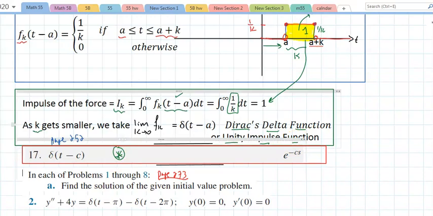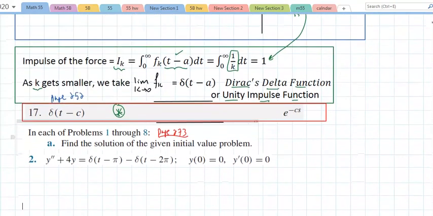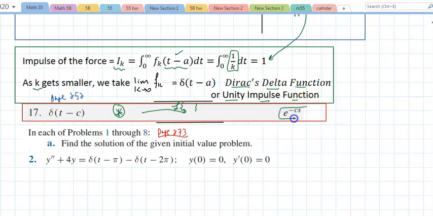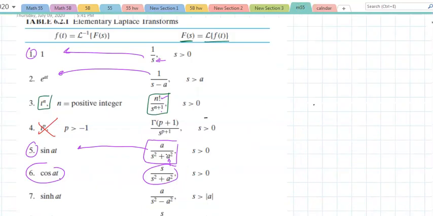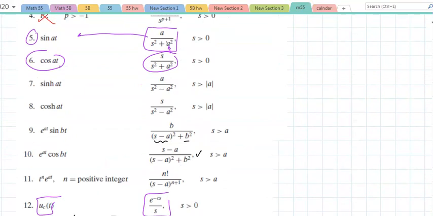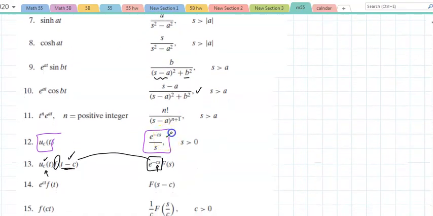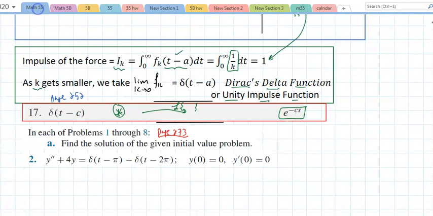On the table, number 17 tells you how to transform using the Dirac. And here's the catch. If we're going to undo it, we are going to use property number, what did we use in the previous section? When you go back from e to the negative cs, we are going to use property 12 to undo the Dirac. So directly you use Dirac to really apply the Laplace, but when you undo it, there is no Dirac in there. There is the unit function, or the unit step function, some people call it, whatever you like.